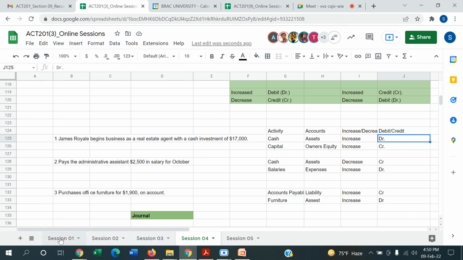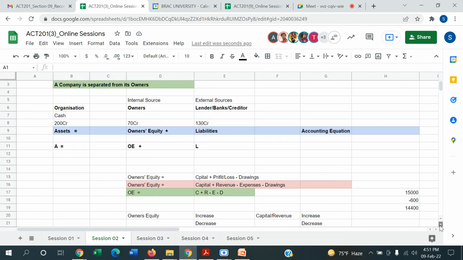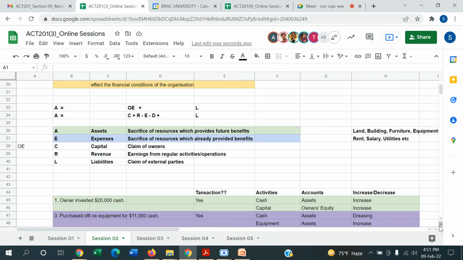How can you define asset? Assets are the things which help generate more assets. Like if you have cash, then you can invest it or do something with it to generate more cash. Basically, future benefits. Yes, it will give you future benefit. That's the definition you can see. Any resources which will provide future benefits, that will be an asset. Any resources which have already given you benefits will also be categorized as assets.